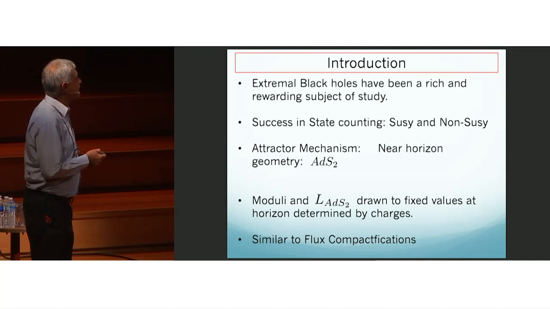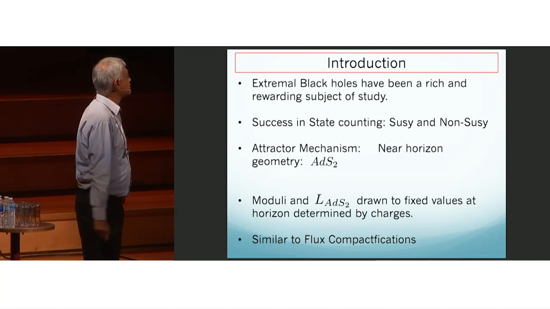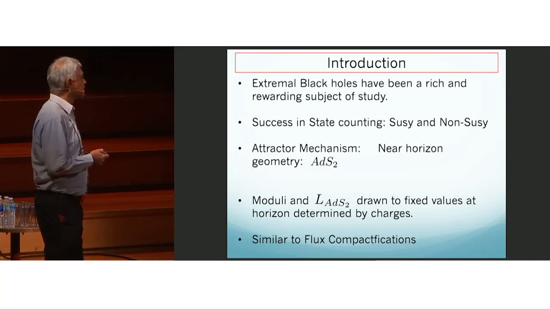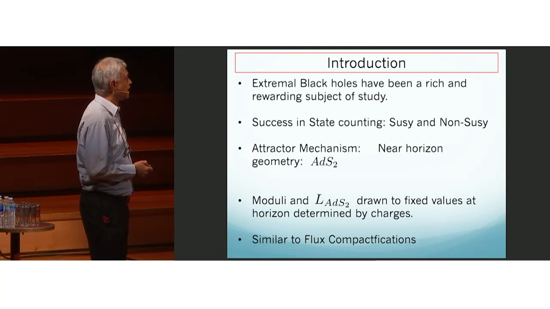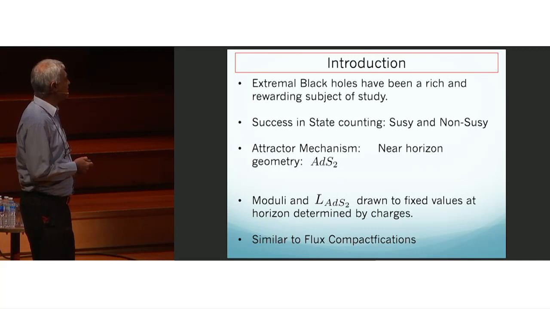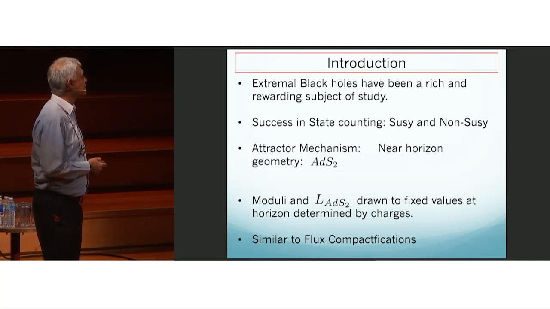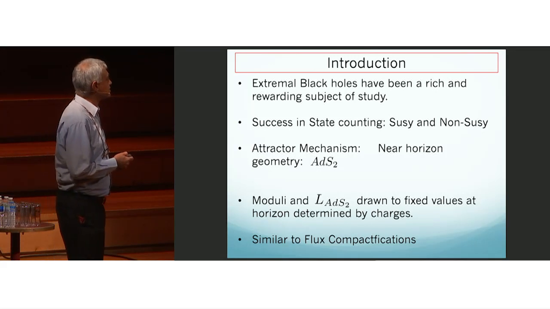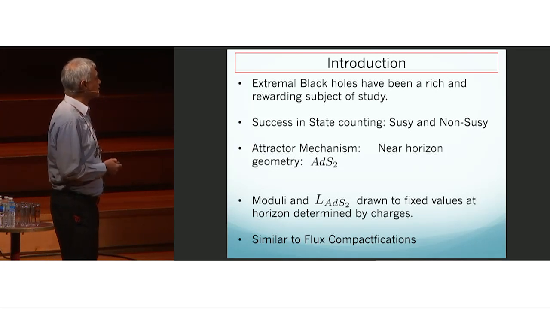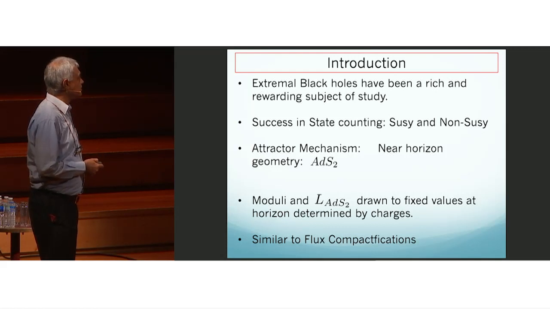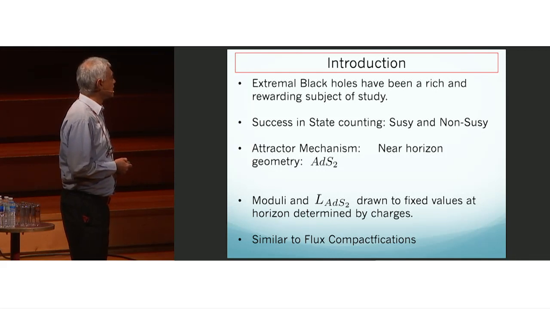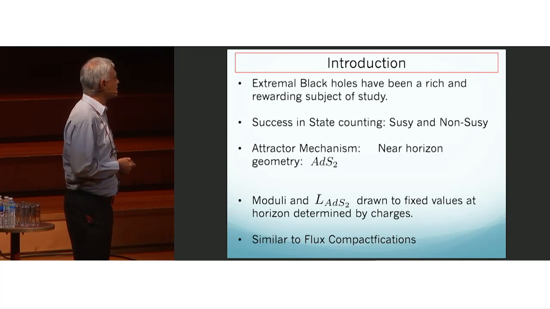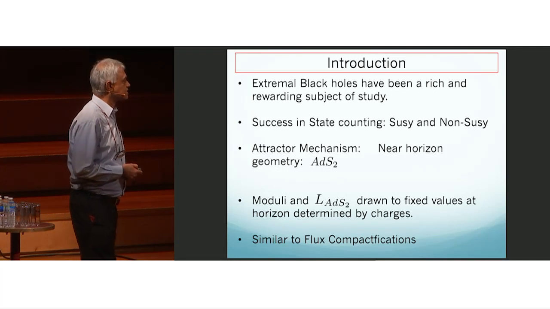Okay, extremal black holes, as you all know, have been a rich subject of study in our field. Much of the success in state counting has been for extremal black holes, both supersymmetric and non-supersymmetric ones. Another interesting property that these black holes have is called the attractor mechanism, which is actually tied to the success in state counting. Many of these extremal black holes have a near horizon AdS2 geometry, and it turns out that moduli, which might take varying values at infinity, get drawn to fixed values at the horizon, determined entirely by the charges carried by the black hole.